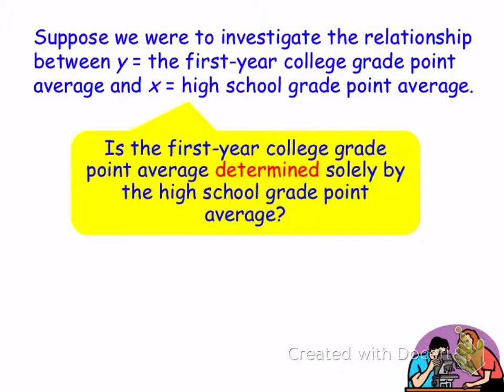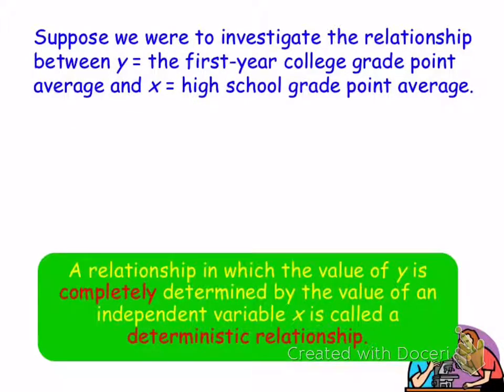So now we're just taking it a step further. A relationship in which the value of y is completely determined by the value of an independent variable x is called a deterministic relationship. That would just mean that 100% of the reason why y happens is because of x. And that's just a vocab term that you'll want to know. So deterministic relationship, the reason why y happens is solely because of x.